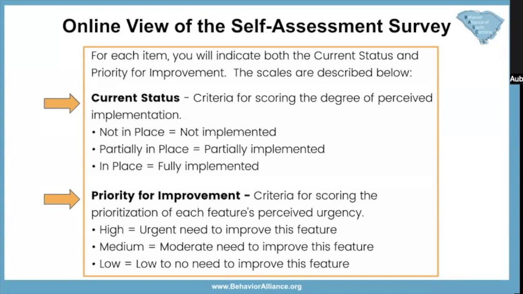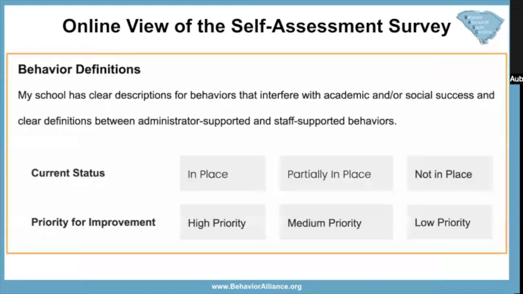This is what the online self assessment survey looks like when staff take it. Each item will ask staff to indicate the current status of the item as not in place, partially in place, or in place. They will then indicate the priority of improvement for each item as high, medium, or low. For example, this question falls under the school-wide systems and is asking staff to rate the item behavior definitions. The item includes a description of what it would look like for the item to be fully in place.